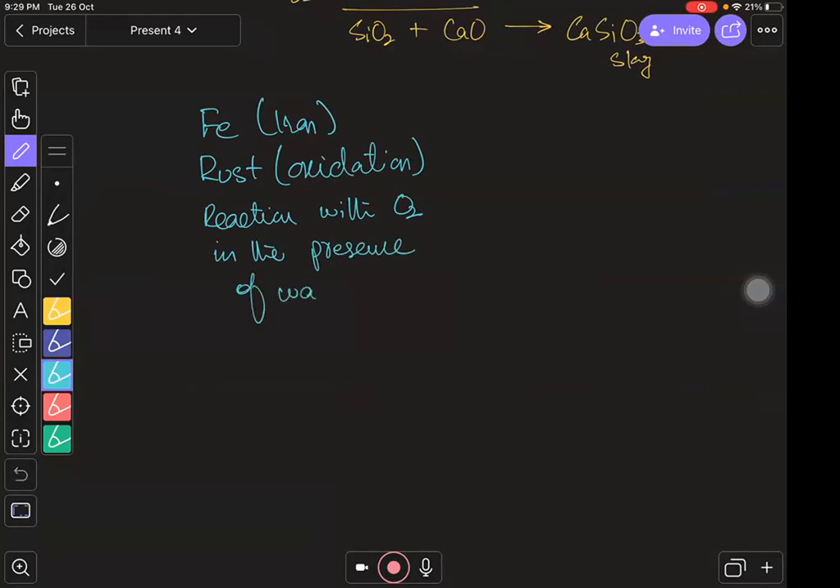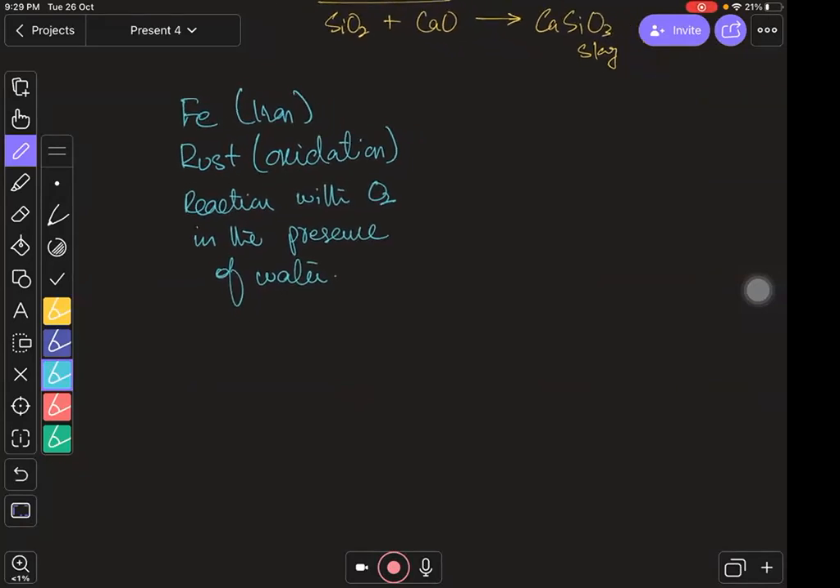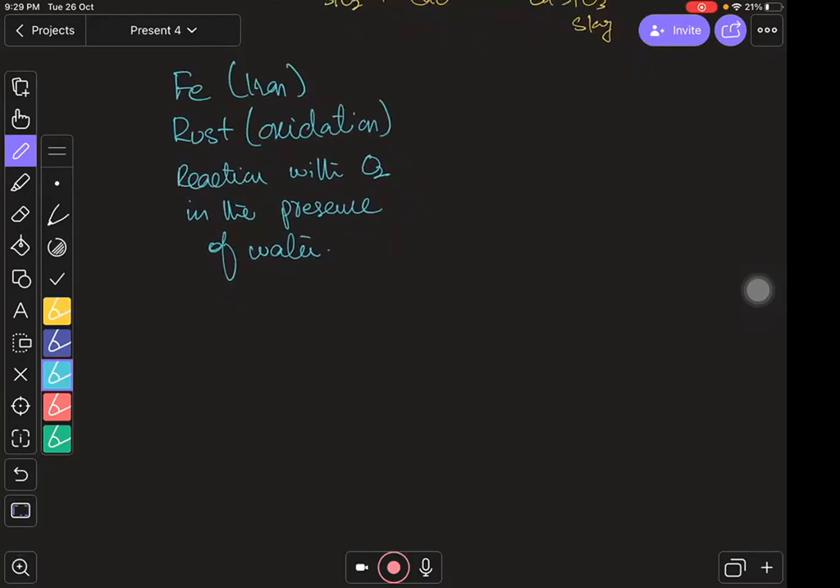You need to remember this, children. Rusting cannot happen without water. If you want to check this, you need to remember this. In dry weather there is no rusting, or very little. But when there is rain, there is moisture in the atmosphere.